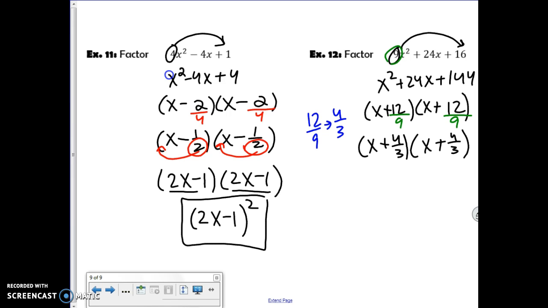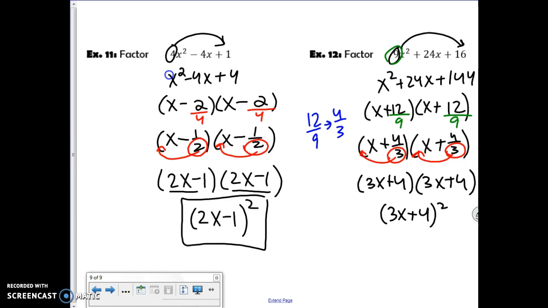That's about as simplified as that's going to get. We can't really get rid of those fractions. So remember, if that's the case, we take the 3 and we slide it back up in front of the x. So we get 3x plus 4, 3x plus 4. Perfect square trinomial, we can write it as one parenthesis all squared. And we are fully factored.